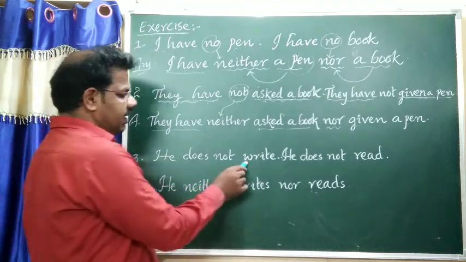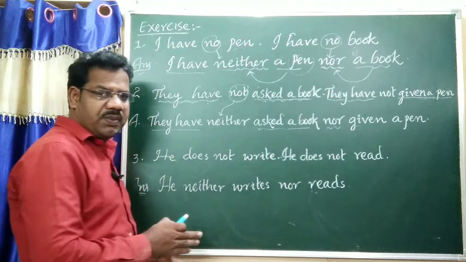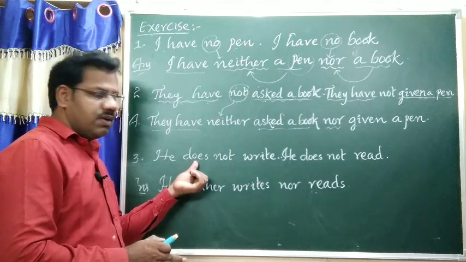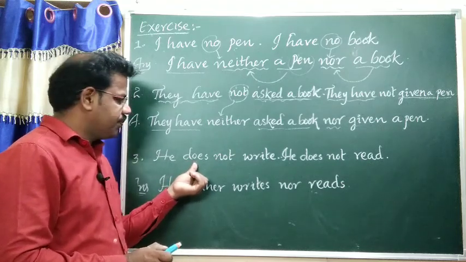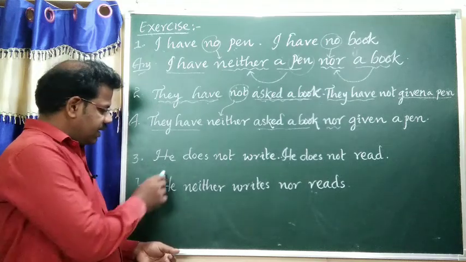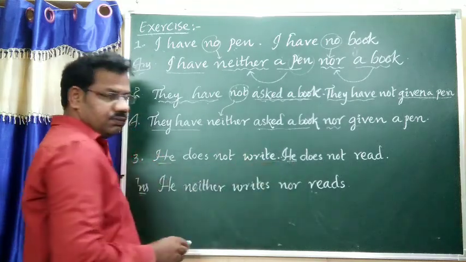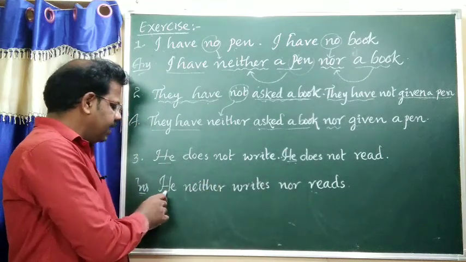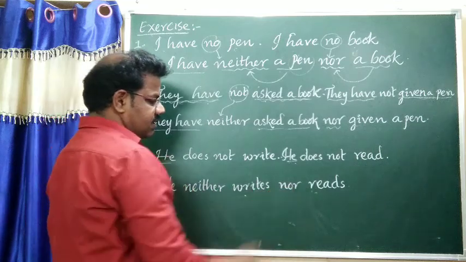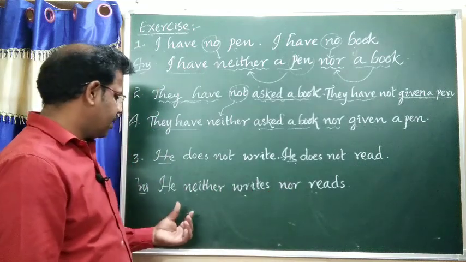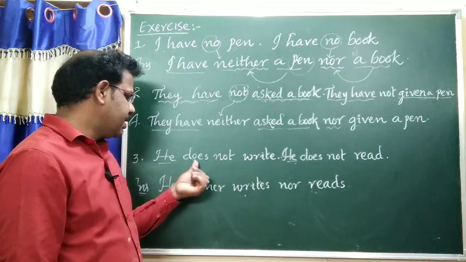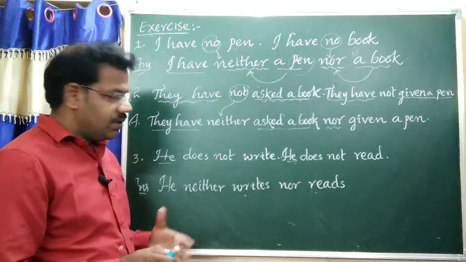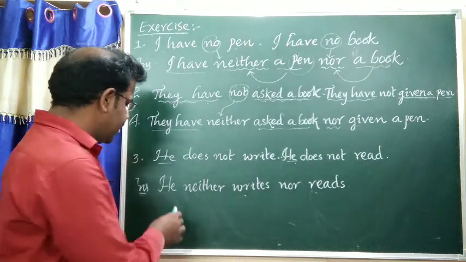Third one, he does not write, he does not read. Based on simple present tense, the third person singular number takes S or ES or IES. Then the answer, he is a common word. Does is also a common word. Then you may write, he neither writes nor reads. Otherwise you may write, he does neither write nor read. Of these, we have to give preference to this one only.